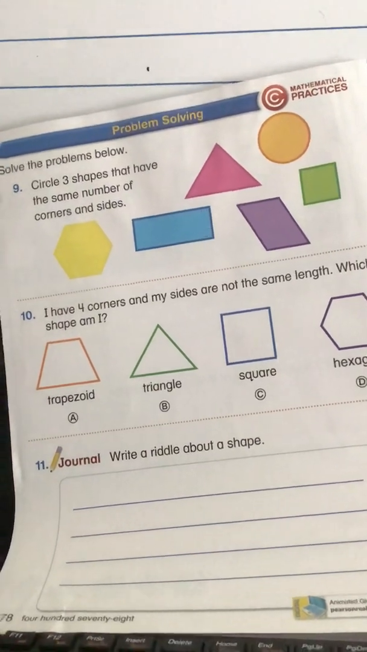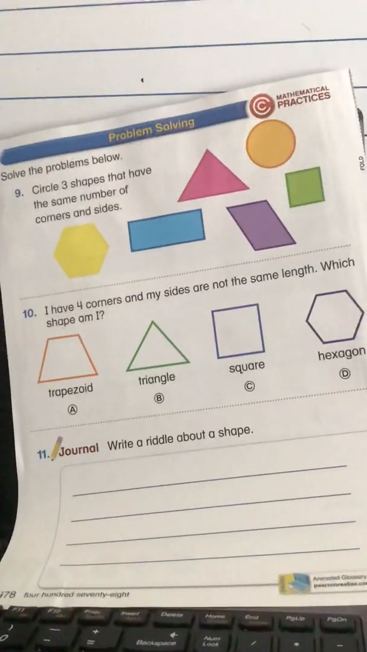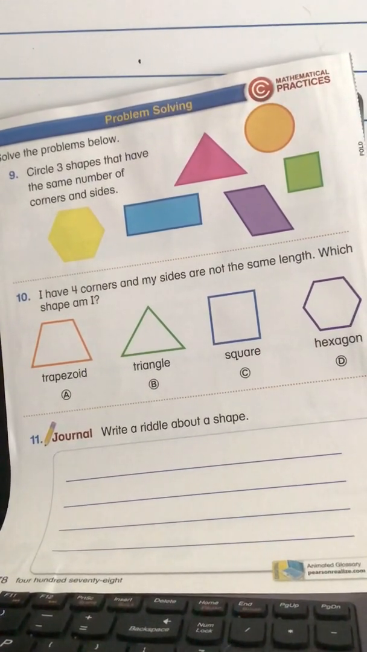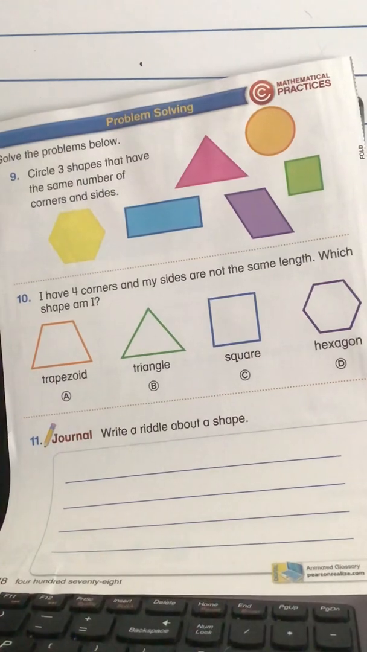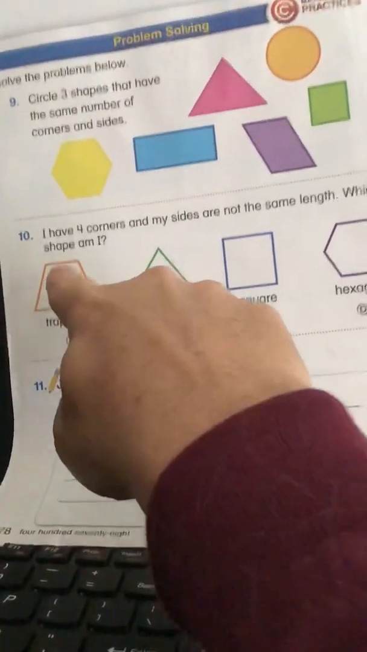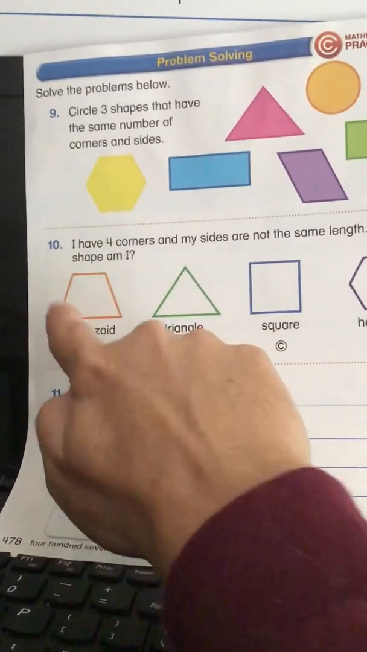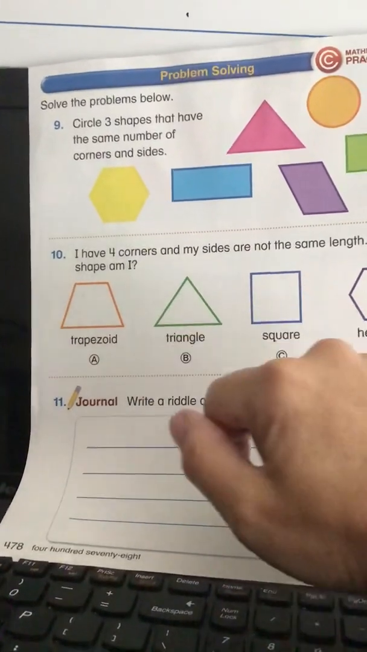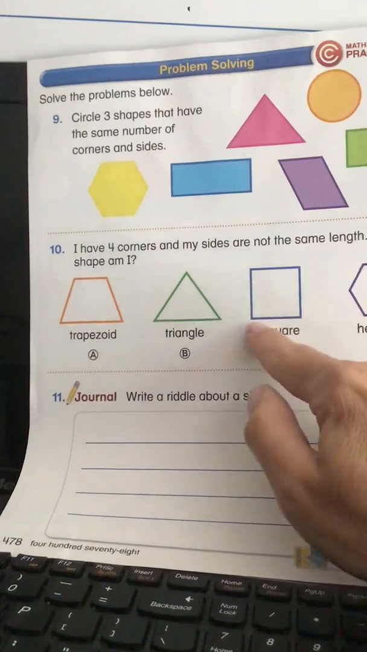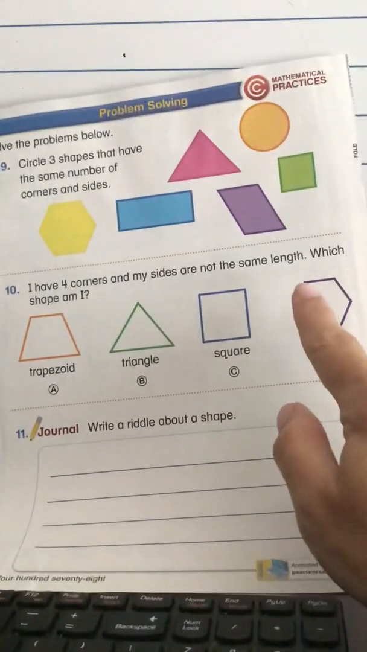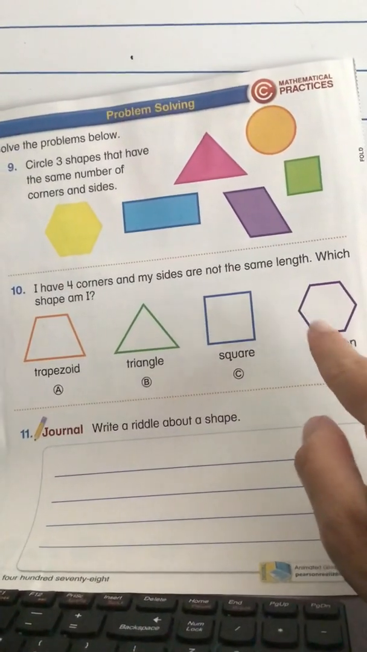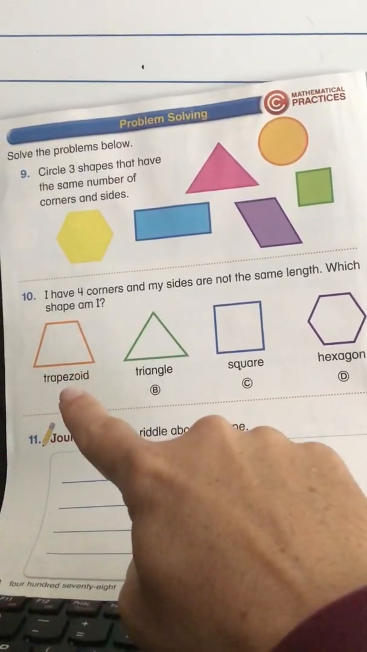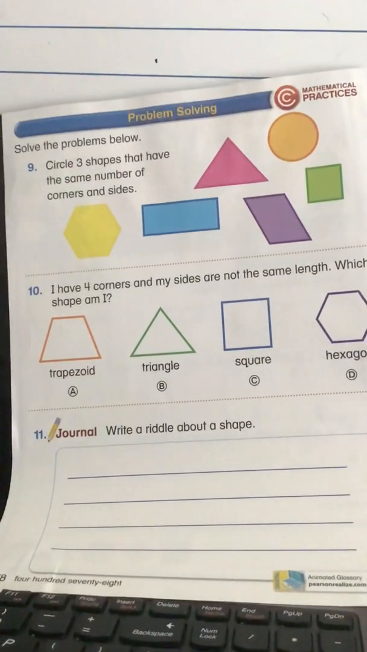Go down below to number 10. Let's listen to the clue. I have 4 corners and my sides are not the same length. Which shape am I? So let's count 4 corners. 1, 2, 3, 4. Could be that one. 1, 2, 3. Nope, not that one. 1, 2, 3, 4. Could be that one. 1, 2, 3, 4, 5, 6. No. So now we've got to decide between this one here, trapezoid, and square, A and C.